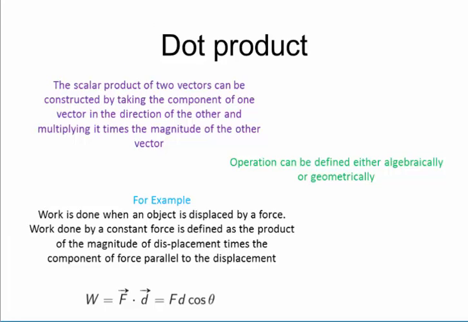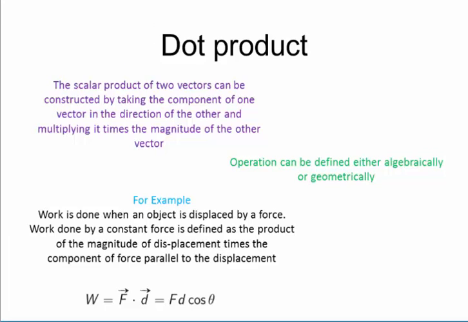The scalar product of two vectors, which can be in two-dimensional space, three-dimensional space, or of course n-dimensional space, is constructed by taking the component of one vector in the direction of the other and multiplying by the magnitude of the other vector. Essentially we can perform these operations either algebraically or geometrically.